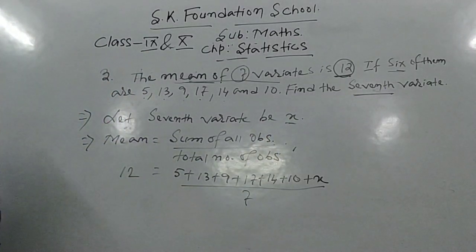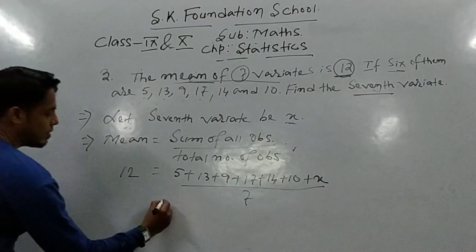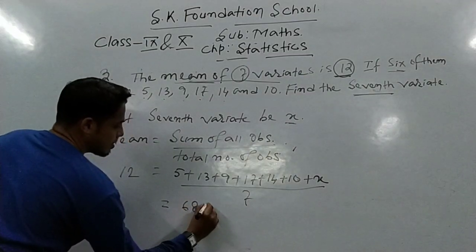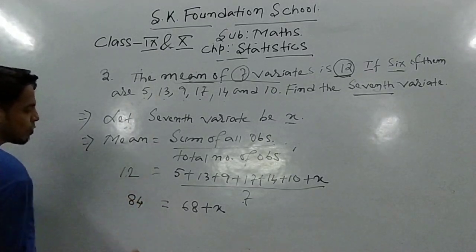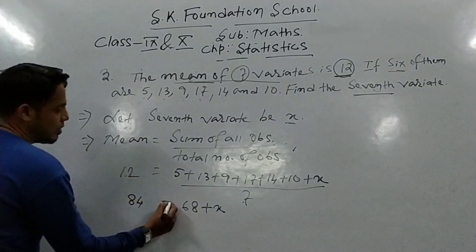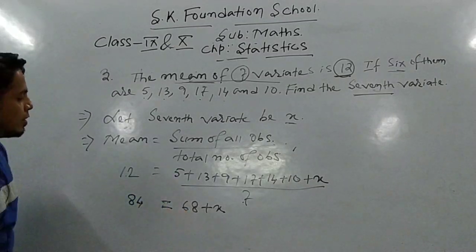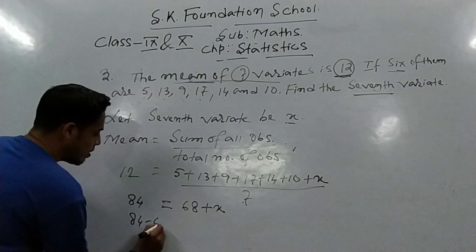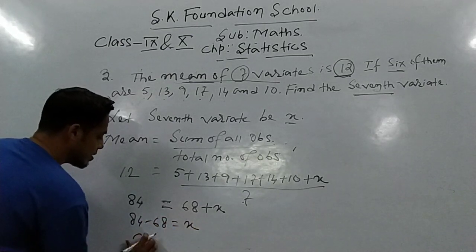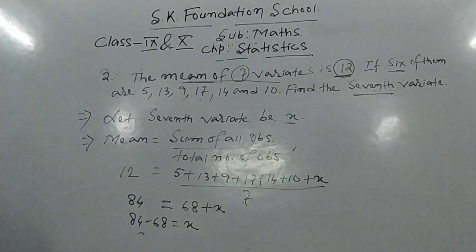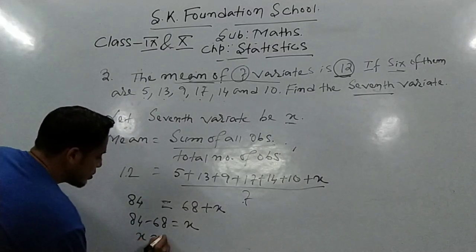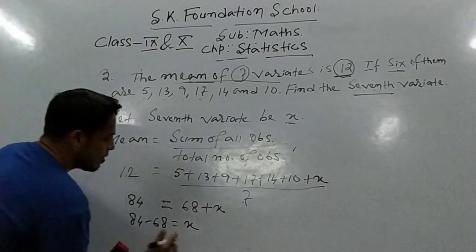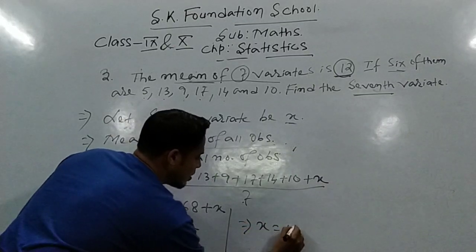Okay, now we are going to add all these observations. When we add these numbers, it will be 68 plus x, and this 7 multiplied with 12 is 84. But here we are going to find the value of x, right? So 84 minus 68 equals x. That means x equals 16.